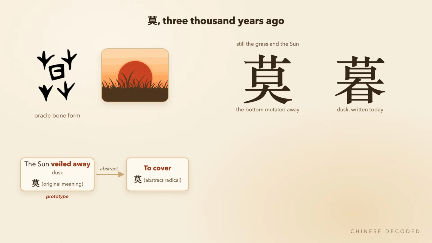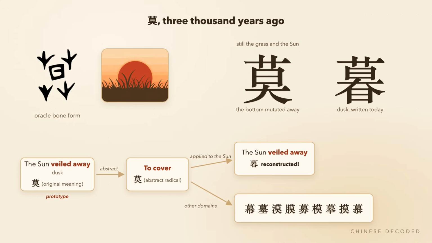Then the meaning to cover was applied to various domains as the mo abstract radical was composed with different pictogram radicals. Applied back to the sun, it recreated the very scene it came from, mo, dusk, reconstructed. And applied to other domains, it built every other mo family character you have seen in this video. Notice what happened here. The word dusk was written in two different ways, once as a pure picture depicting a scene involving the sun, and once as an abstract operation applied to the sun. That second way is what gives the Chinese script its expressive power.